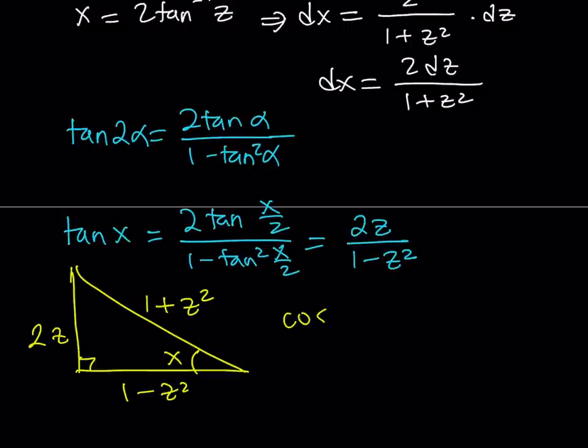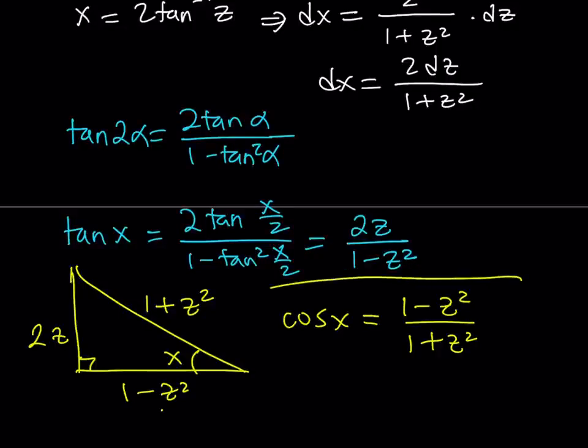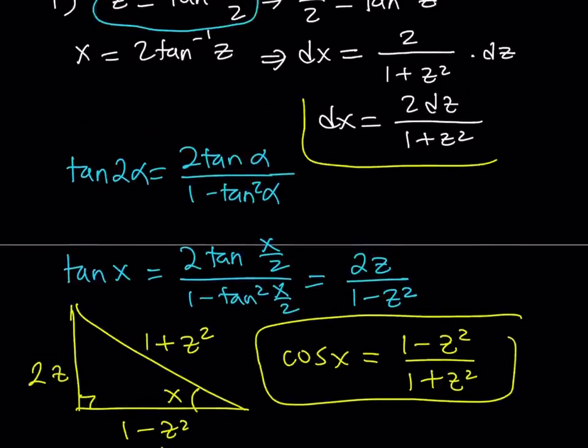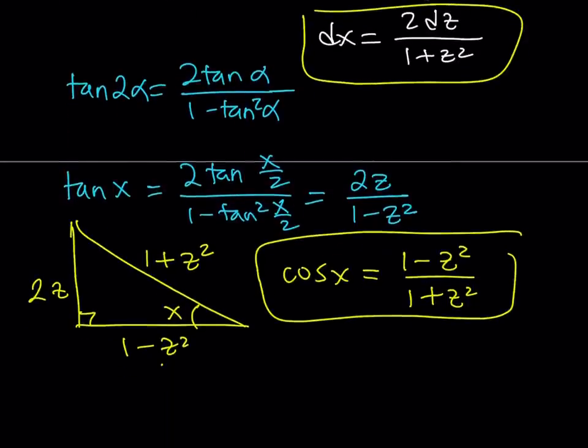From here, cosine x happens to be adjacent over hypotenuse, which is 1 minus z squared over 1 plus z squared. As I said earlier, this is a painful method, but it allows me to find cosine x, and I have dx, and that's all I need. So let's go ahead and put these together. What am I trying to solve for? dx over 1 plus cosine x.